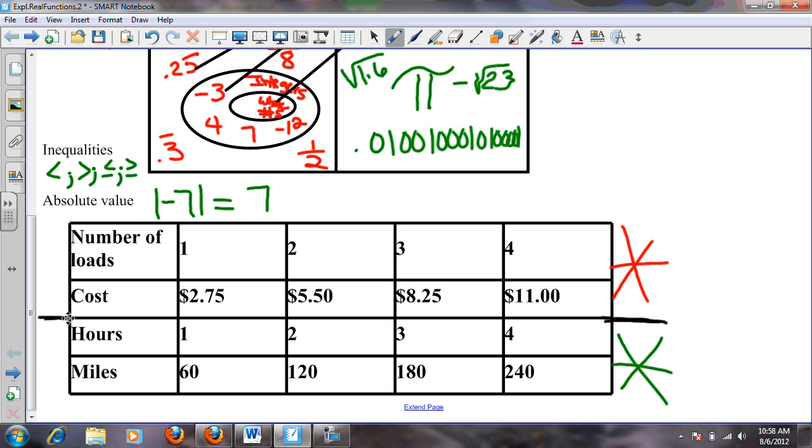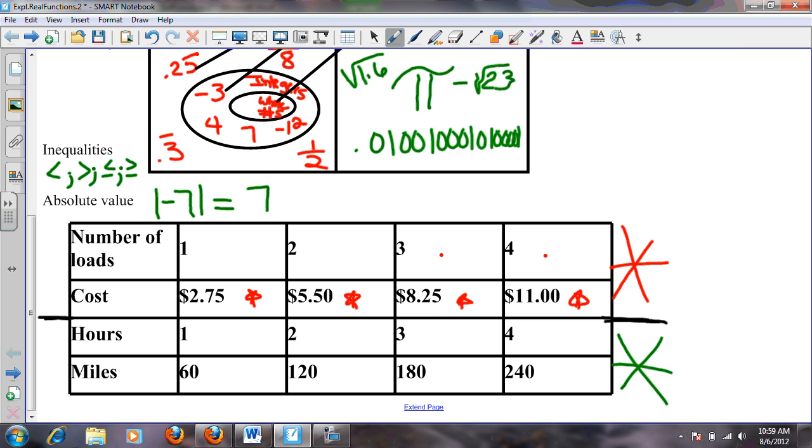We're doing laundry. One load of laundry is going to cost me $2.75. 2 loads of laundry is going to cost me $5.50. 3 loads of laundry, $8.25. 4 loads of laundry, $11.